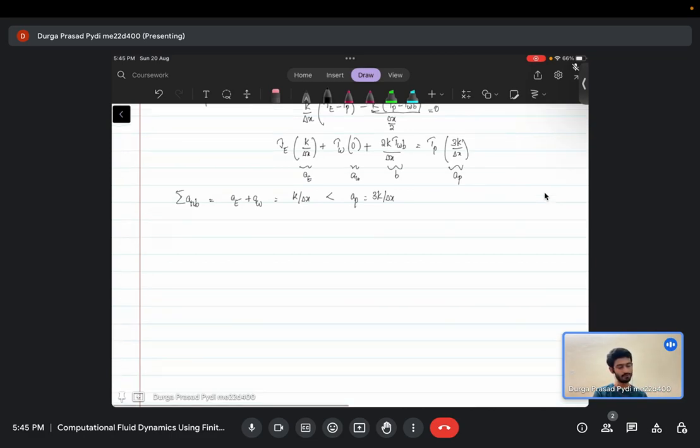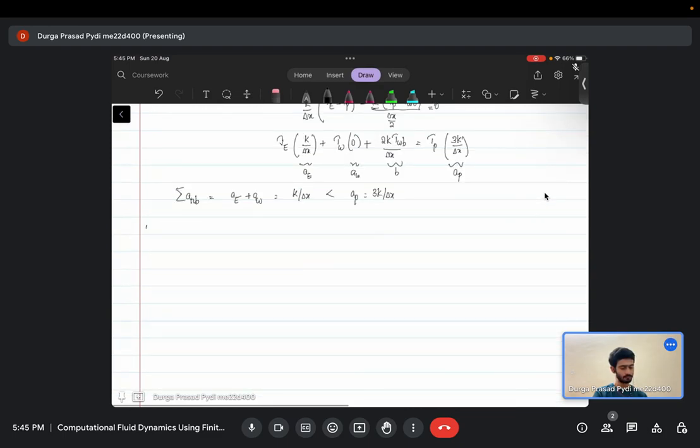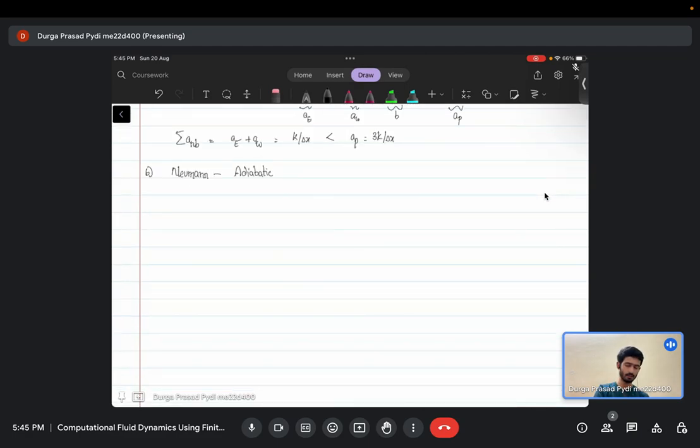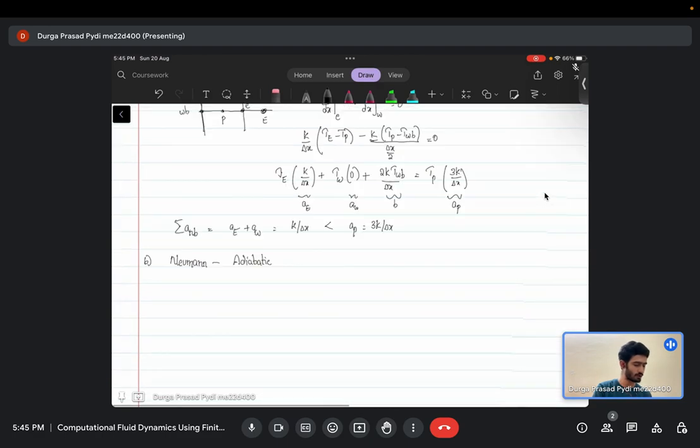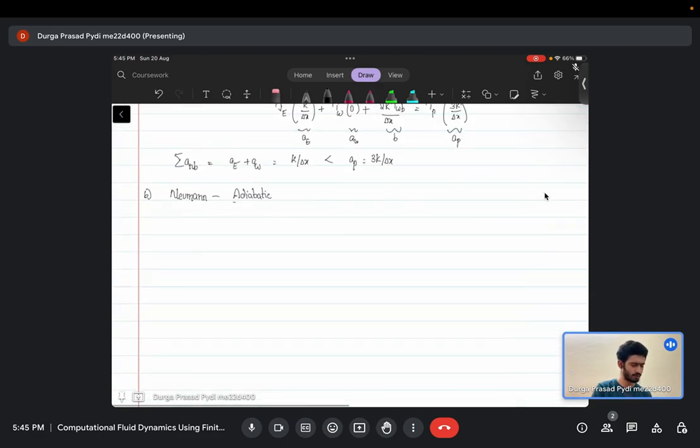Now let's see what happens when you have a Neumann type of condition. It's like an adiabatic condition. I'm just taking an adiabatic case, but it will be similar even if you have a constant flux. So we'll go with the simple case, the adiabatic case. In that particular case, we just take the same cell as before. This is my P, this is my east, this is my west boundary.